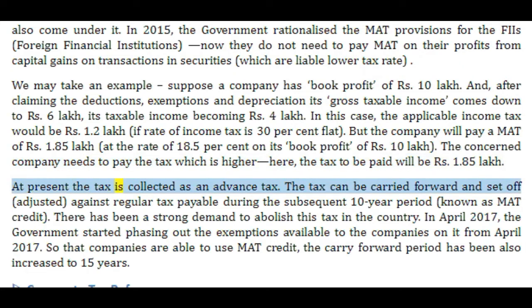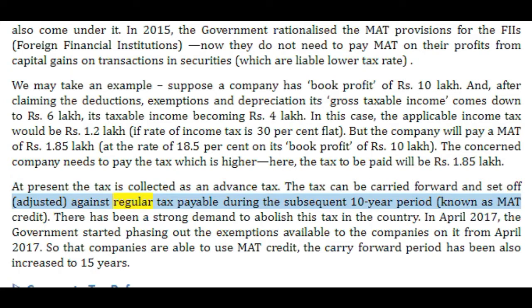At present, the tax is collected as an advance tax. The tax can be carried forward and set off, adjusted, against regular tax payable during the subsequent 10-year period, known as MAT credit. There has been a strong demand to abolish this tax in the country. In April 2017, the government started phasing out the exemptions available to the companies on it from April 2017, so that companies are able to use MAT credit. The carry-forward period has been also increased to 15 years.